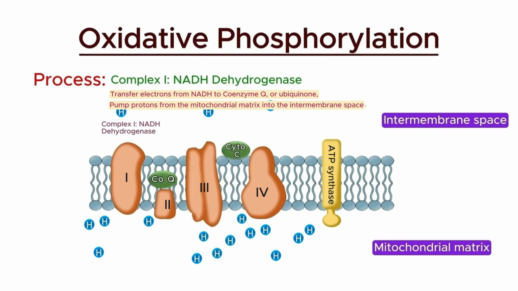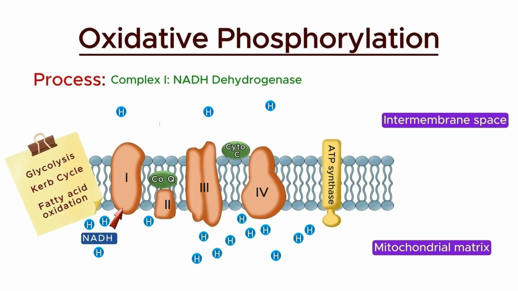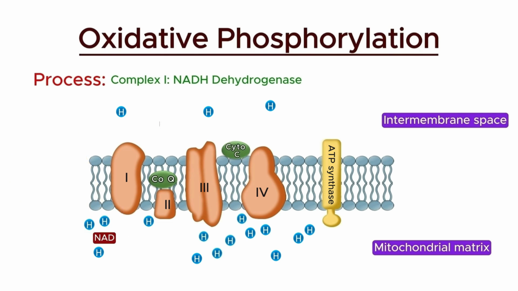Here's how it works. First, NADH, which is produced during glycolysis, the citric acid cycle, and fatty acid oxidation, arrives at complex 1. NADH is oxidized, releasing 2 high-energy electrons and a proton. These 2 electrons are transferred to flavin mononucleotide, or FMN, a prosthetic group in complex 1, reducing it to FMNH2.